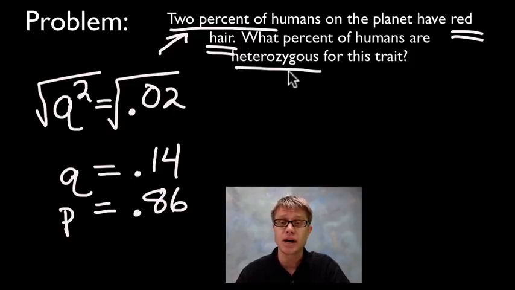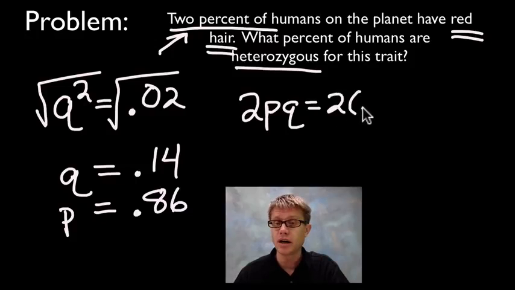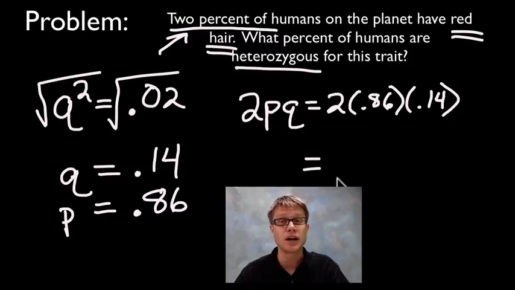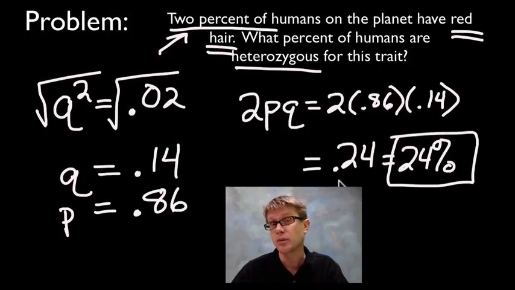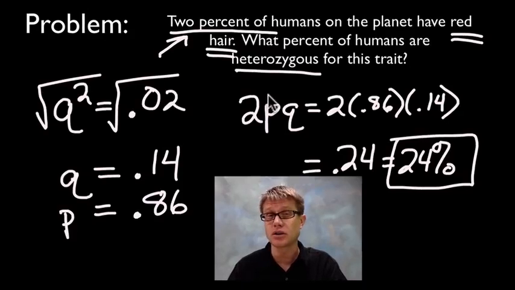Now let's get to the question that they're asking. They're saying what percent of individuals are heterozygous for that trait? Well, looking back to our Hardy-Weinberg problem, we know that the heterozygous individuals are always going to equal 2pq. And so that's going to be 2 times our P value, which is 0.86, times our Q value, which is 0.14. And if I plug that into my calculator, I'm going to get a value of around 0.24, or since they're asking as a percent, about 24%. And so on the planet, 24% of the individuals, or almost a fourth of the individuals on our planet, are going to be heterozygous for that trait, or they're going to be carriers of that trait.